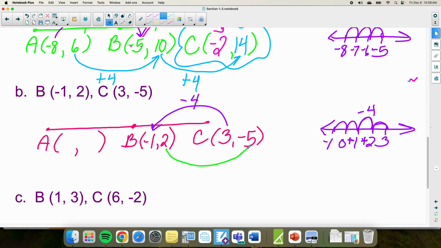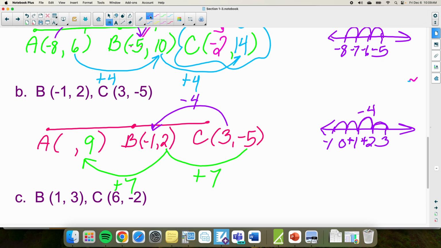I usually just have kids think of it in their head. So how do you get from -5 over to a positive 2? You're going up, so you have to add 7. Plus 7. Very good. So now what I'm going to do is take that 2 and I'm going to add 7. 2 plus 7 is 9.